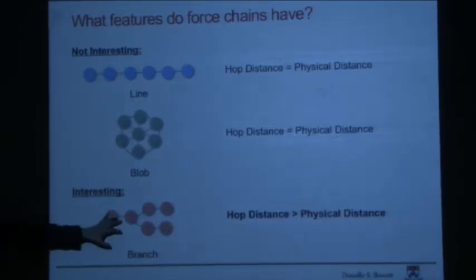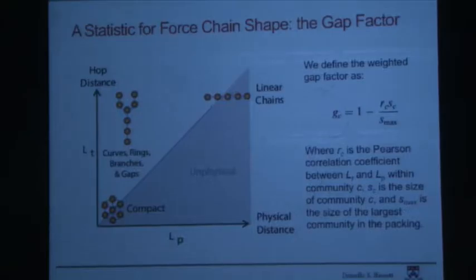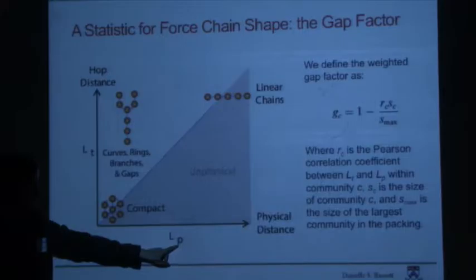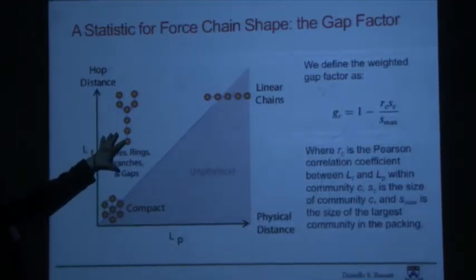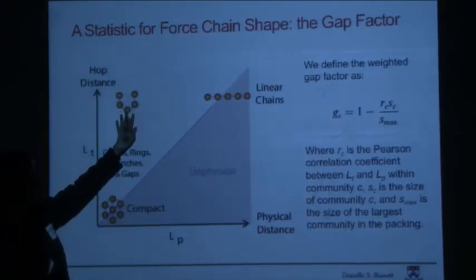So what we'd like to do is to be able to use this fact to choose the resolution parameter in the modularity optimization. Here's just a little illustration of that. Here is the hop distance, so the topological path length, and here's the physical distance. What we're interested in is when the hop distance is larger than the physical distance. That's where we get these branching structures.